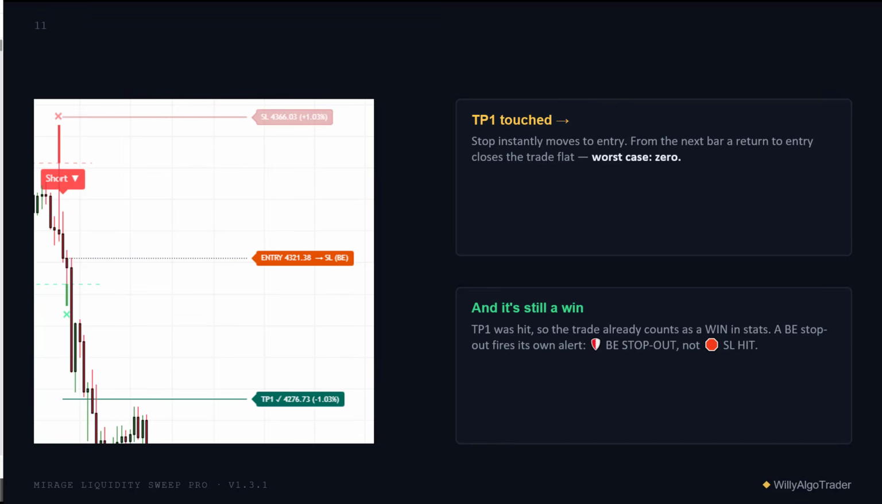Here's the management feature I lean on most: automatic break even after TP1. Price tags your first target, your stop jumps to entry. From that bar on, worst case, you walk away flat. That changes the entire feel of holding a position. No white knuckle fear of giving profit back. You always know exactly what state the trade is in.